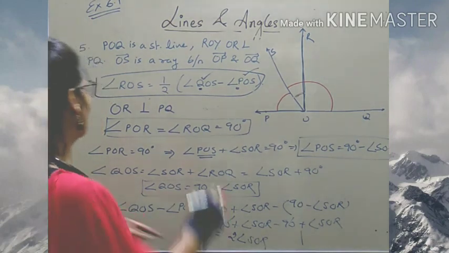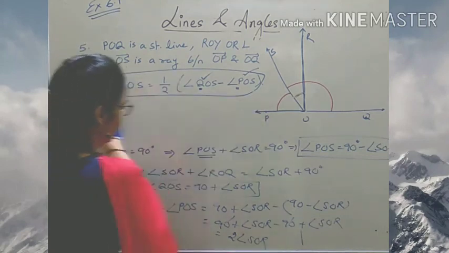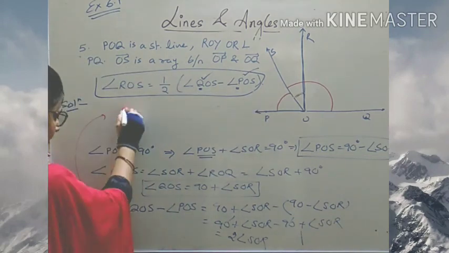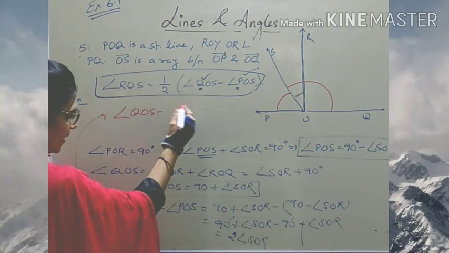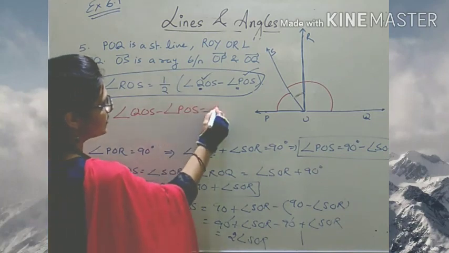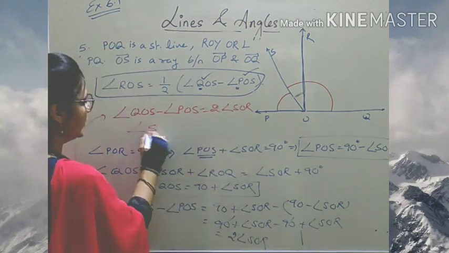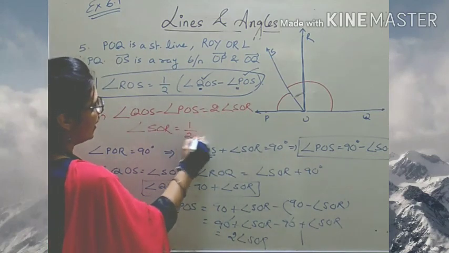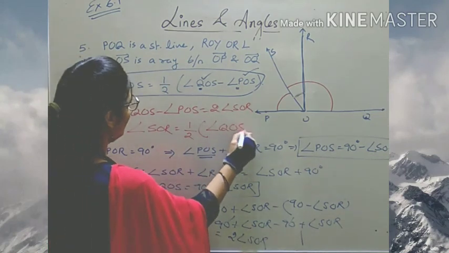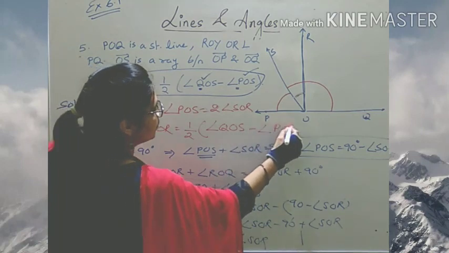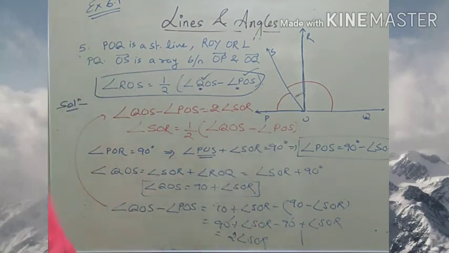यहाँ से हमको क्या मिल रहा है? What we are getting? We are getting that angle QOS minus POS is twice of angle SOR. So angle SOR कितना हो जाएगा? Half of in bracket QOS minus POS. Hence, thus we can prove that the angle ROS is equal to half of angle QOS minus POS.